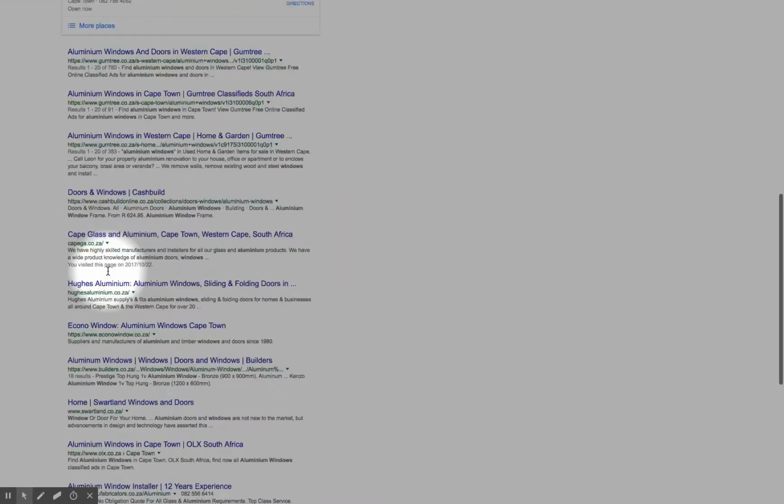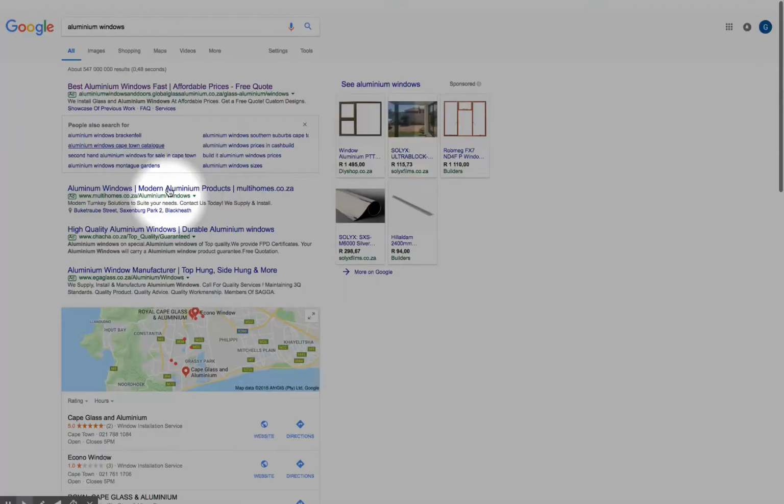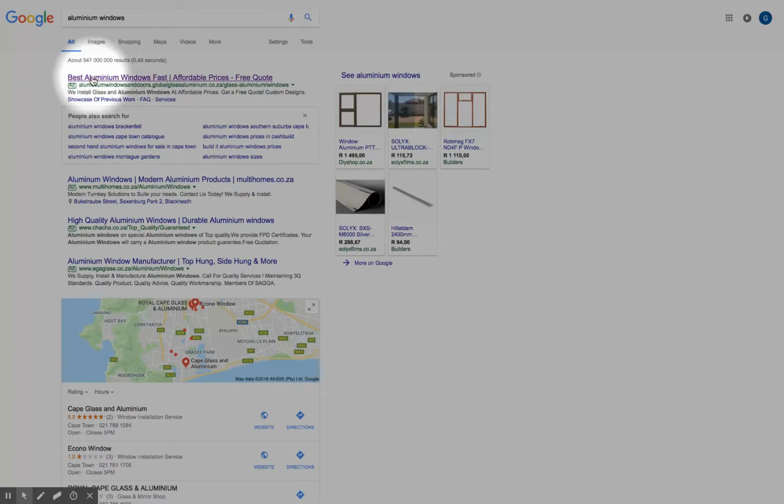We only work with one client per industry, so we never have multiple clients per industry because we believe it's a conflict of interest. So here you see the ads at the bottom and the ads at the top, and we write our clients right at the top.